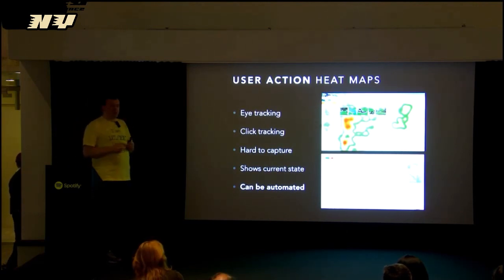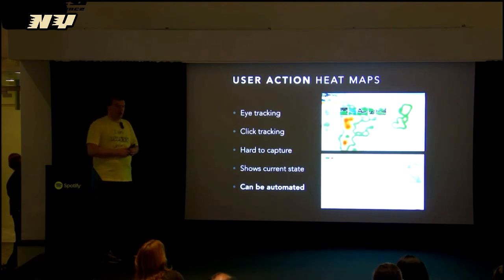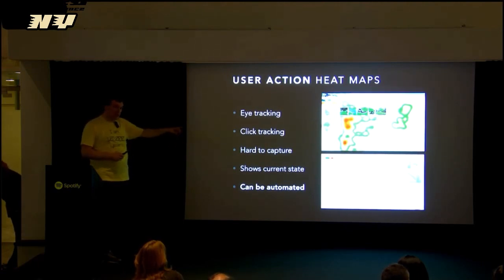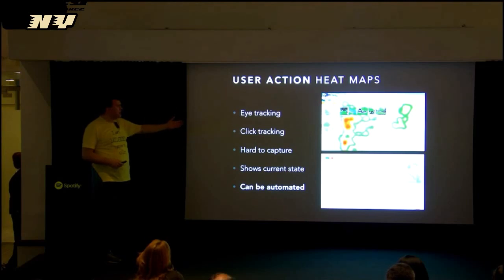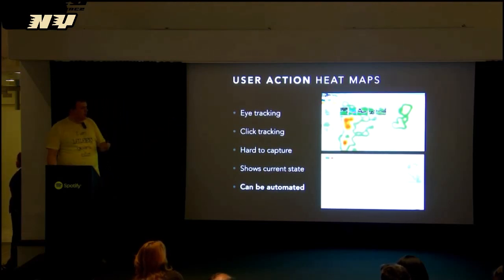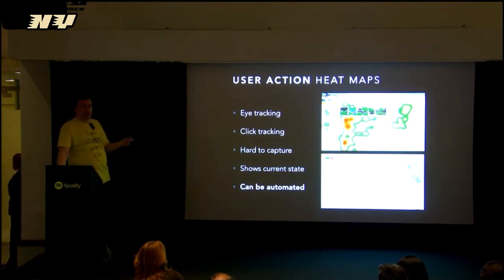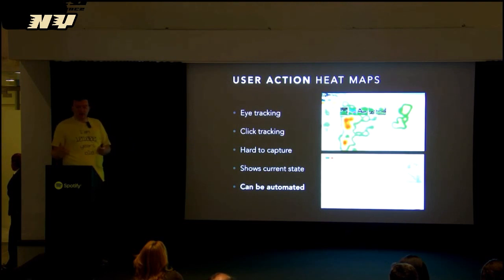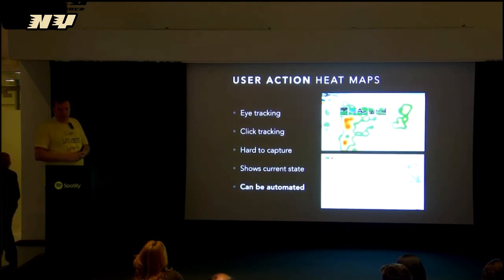Or at least which parts of the page people interact with more, right? In the bottom case, it's clicking, and so interacting. In the first case, it's consuming information, meaning looking at it, right? But that's the first class of heat maps that I want to cover: user action heat maps. Things that we can capture from actual users using our site today, right?